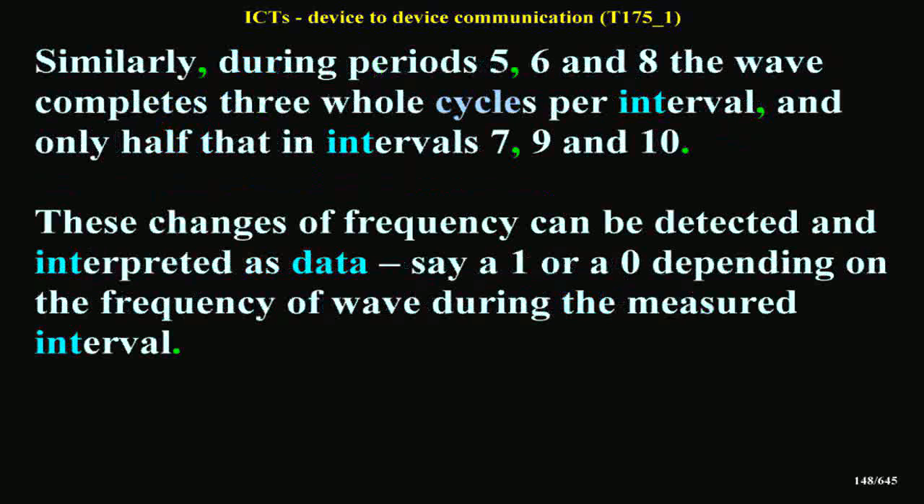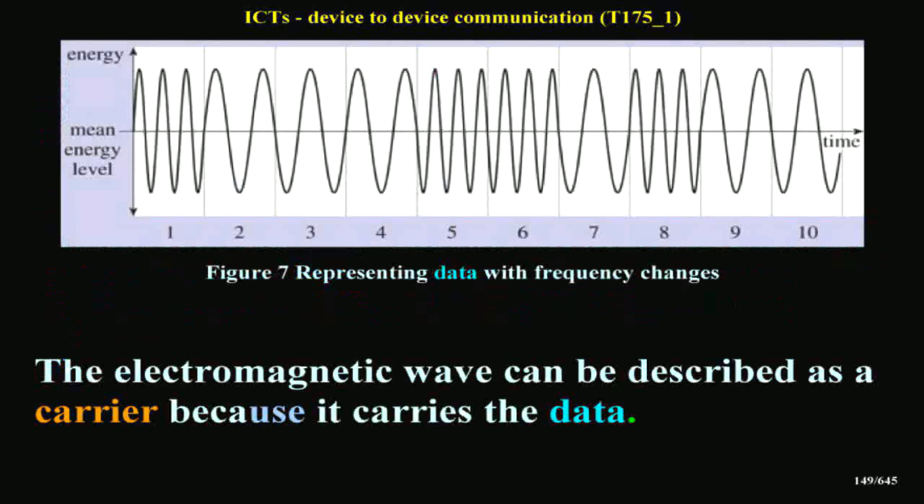Similarly, during periods 5, 6 and 8 the wave completes 3 whole cycles per interval, and only half that in intervals 7, 9 and 10. These changes of frequency can be detected and interpreted as data, say a 1 or a 0, depending on the frequency of the wave during the measured interval. Figure 7: representing data with frequency changes.